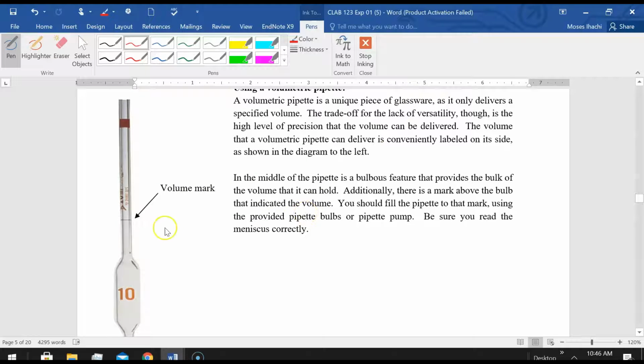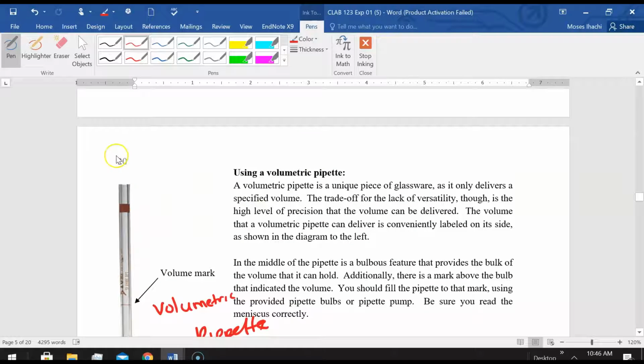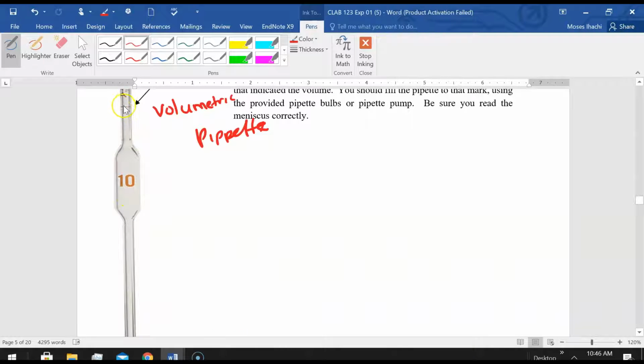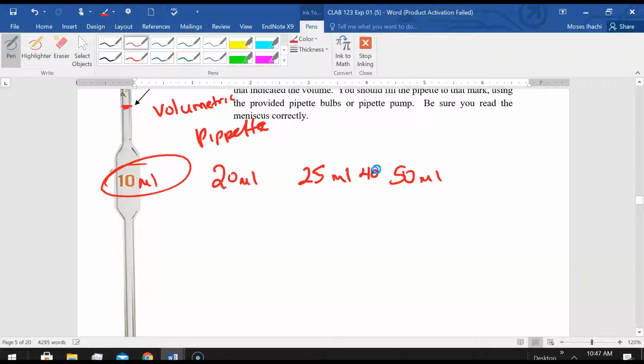This glassware is called a volumetric pipette. You needed to use it also in the lab. You simply put a pipette pump up here with a wheel that will take in the liquid. You don't want to use your mouth. If you take in the liquid to this point, the volume of the liquid going down will be 10 ml. You have 20 ml pipettes, 25 ml, 40 ml, and 50 ml. For this experiment and experiment 2, we will be using 20 ml.